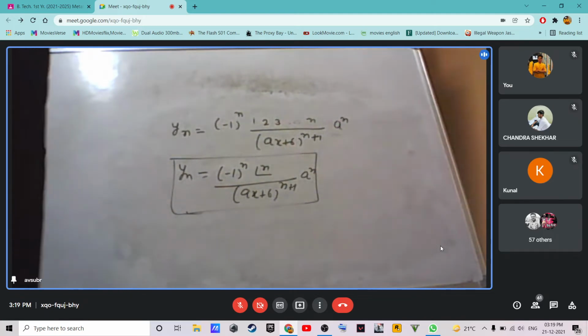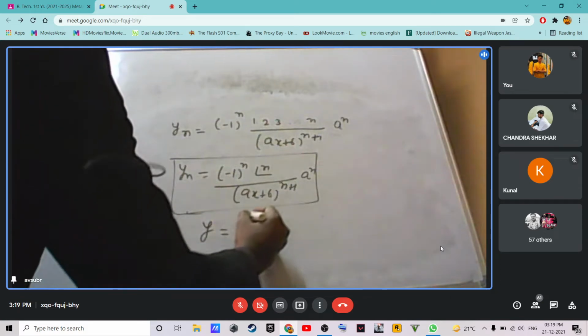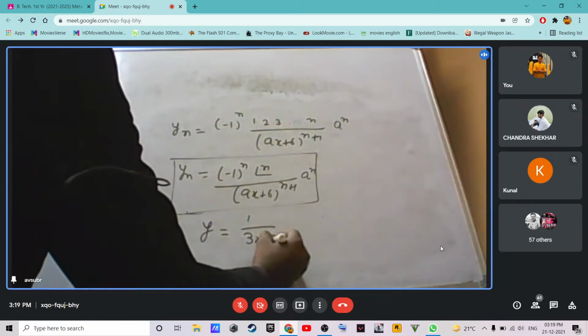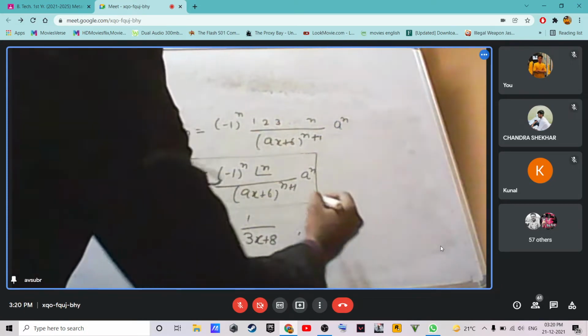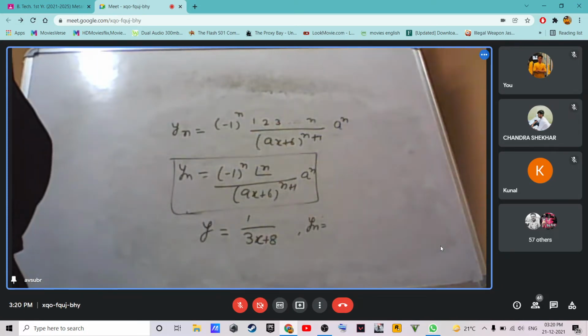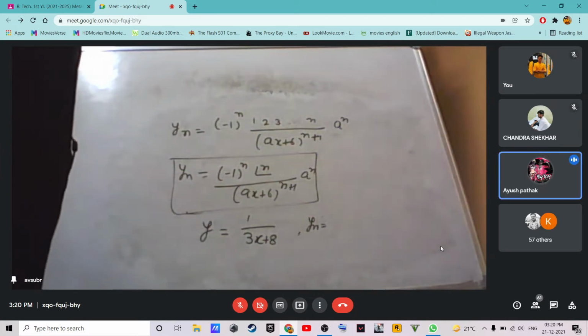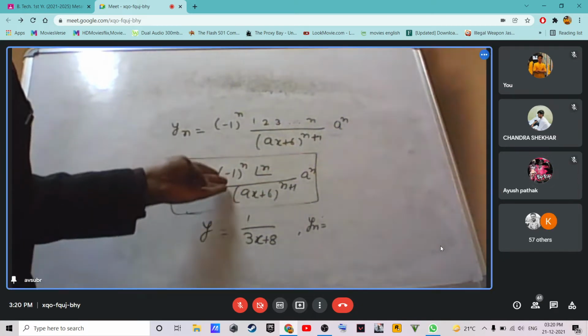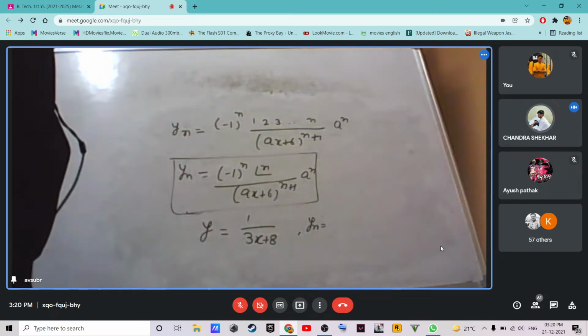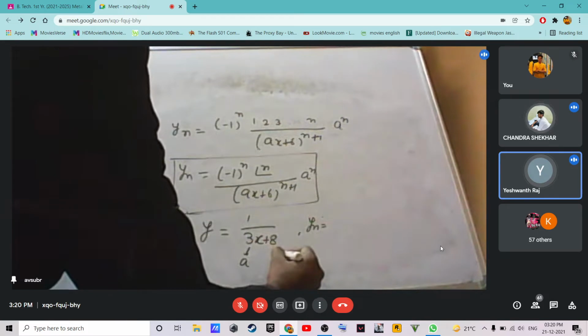So I ask you a simple question: if I give you y is equal to 1 by 3x plus 8, what will be the nth derivative? Here a is 3 and b is 8. Just put the values into this formula.